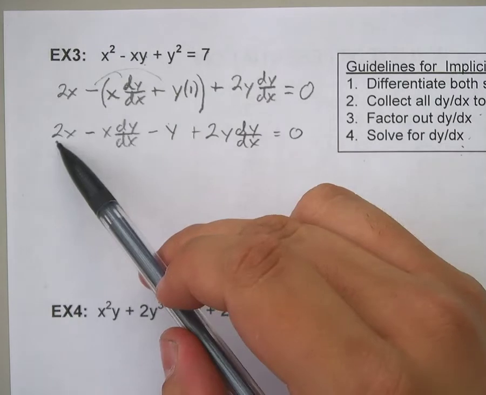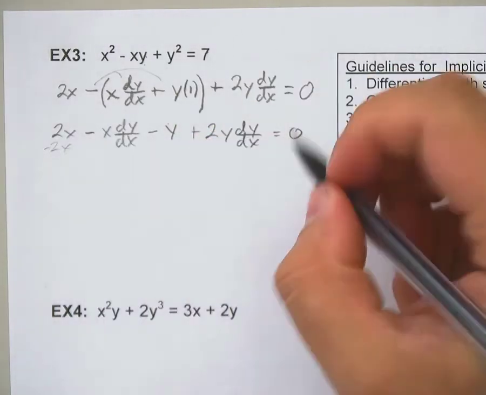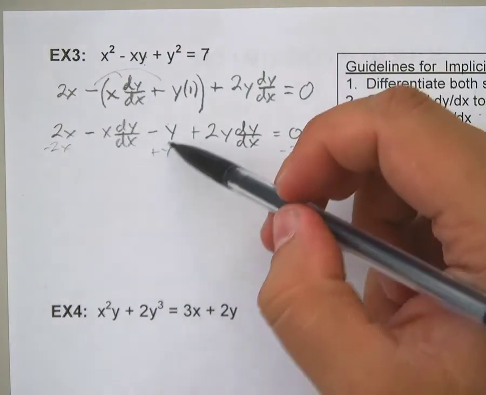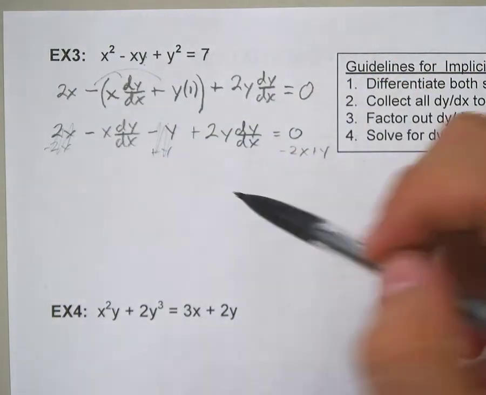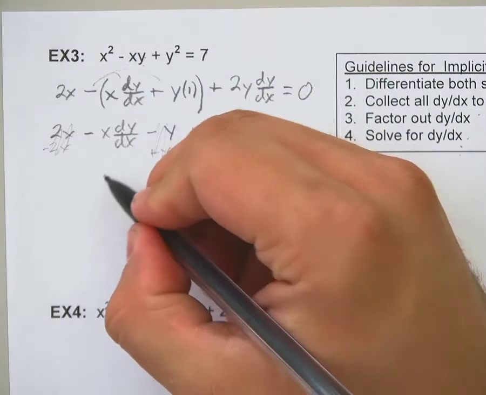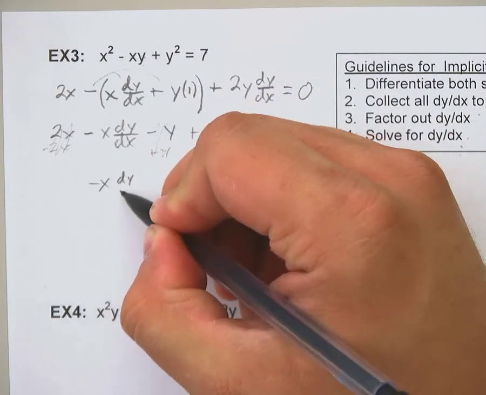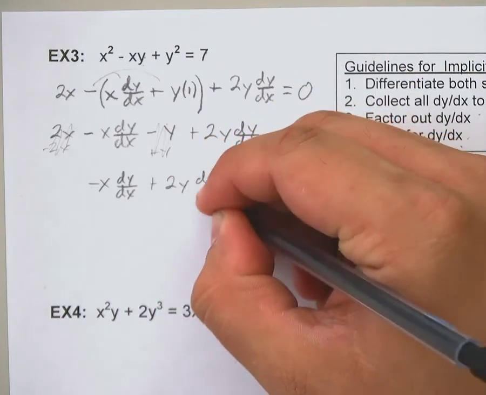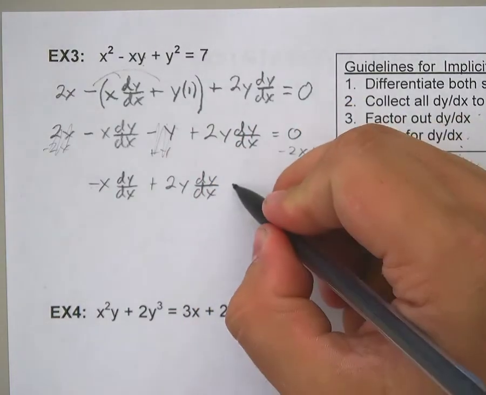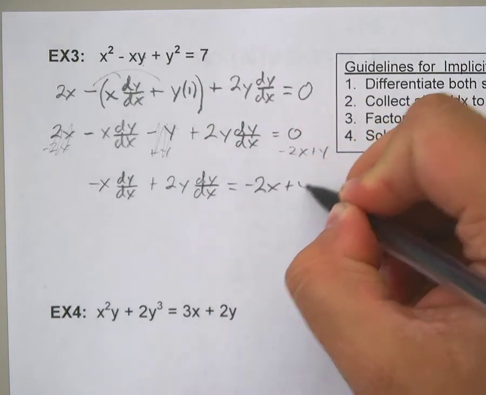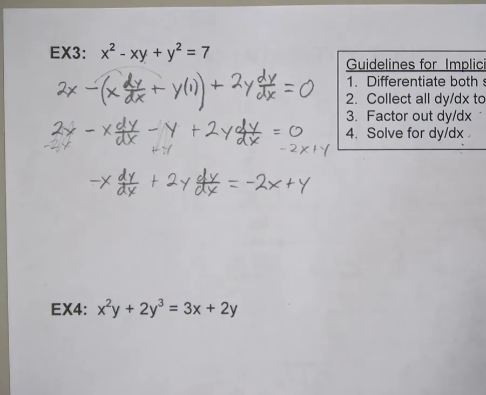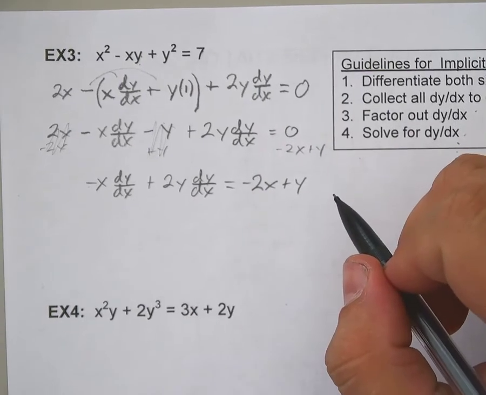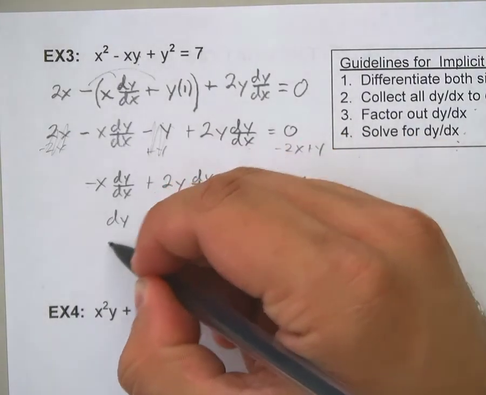So I'm going to take this minus 2x here, minus 2x, I'm going to add y, and what that's going to do is leave me with just my dy dx values. So I'll have a negative x dy dx plus 2y dy dx equals negative 2x plus y. If you wanted to rewrite this as y minus 2x, you absolutely could. It's up to you. And then factor out dy dx.